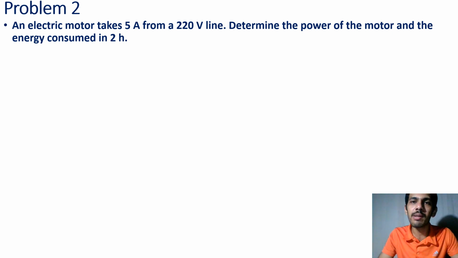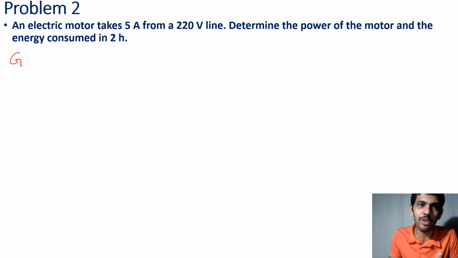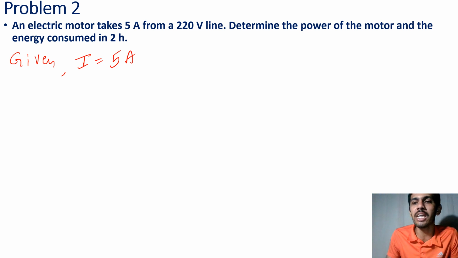We shall discuss the next problem: an electric motor takes 5 amps from a 220 volt line. Determine the power of the motor and the energy consumed in 2 hours. Before solving the problem, we have to write the given values. Given an electric motor takes 5 amps, that means the current is given, I is equal to 5 amps.